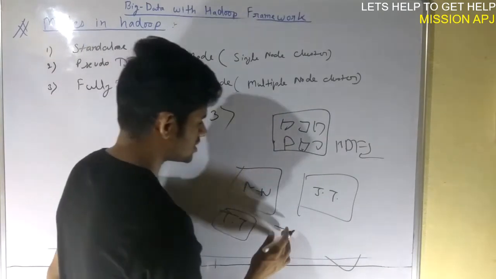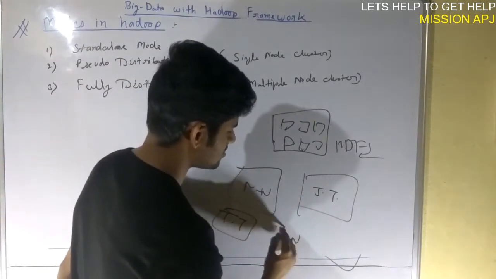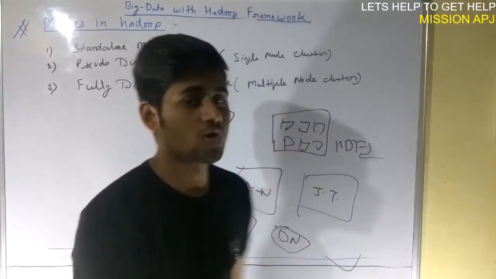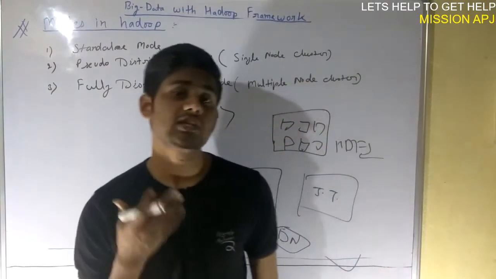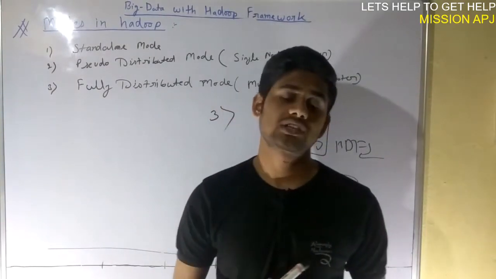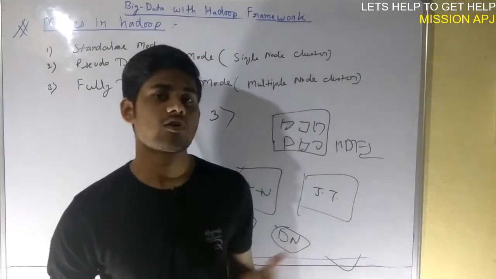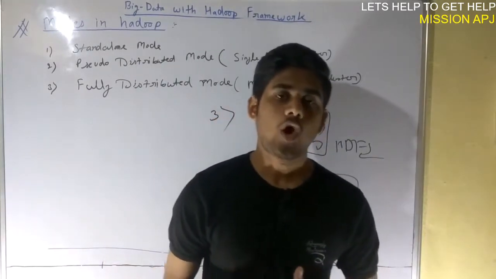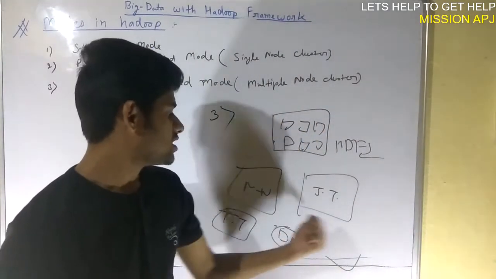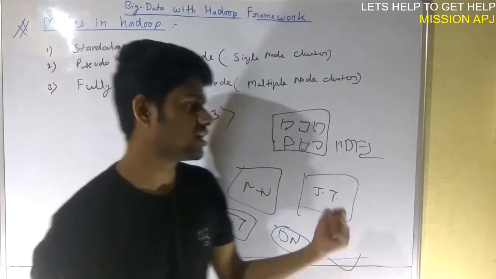Job tracker, task tracker, data nodes. Data node is your single system again. So these all nodes are working as a single machine. Earlier it was working as an algorithm. Now in case of fully distributed mode, all nodes are working as single different machines.